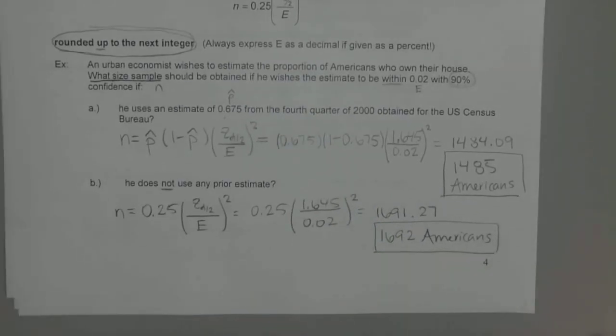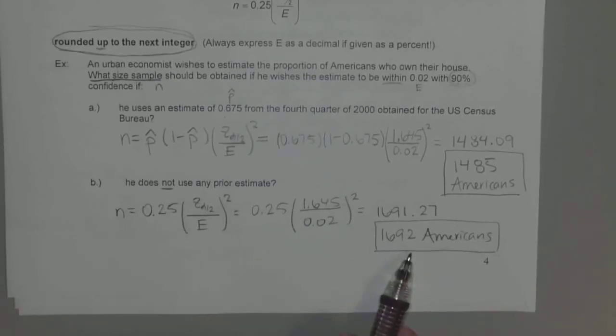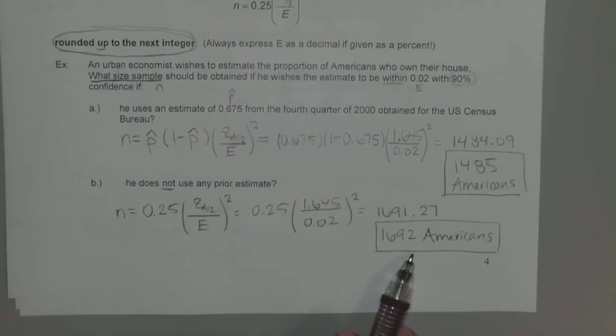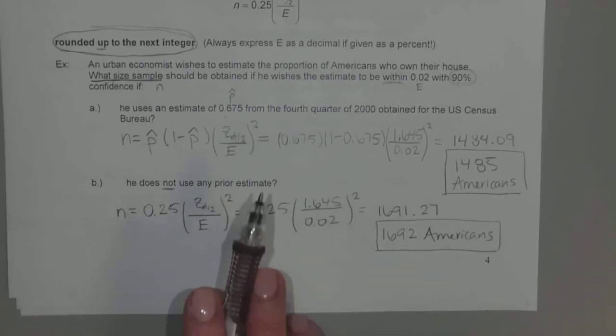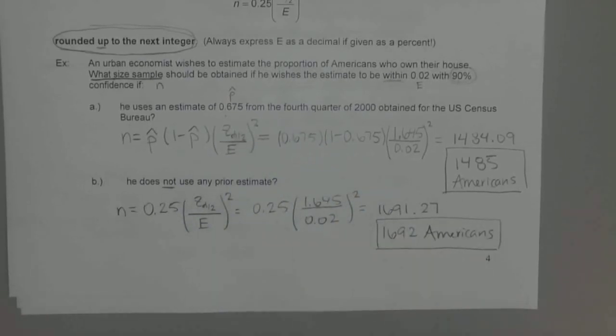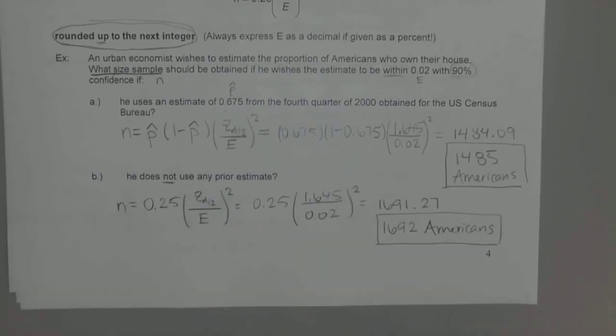Does it make sense to you that if you don't have a starting point, you need to ask more people? Yay, nay? Because that could be a good inferential question on your homework or on the test. Why, if you have a prior estimate, do you not have to ask as many people? Because you have a rough idea. You kind of know where you're starting, so you don't need to ask as many. This one's kind of out of the blue. I have no clue, so I'm going to have to ask a lot more people.